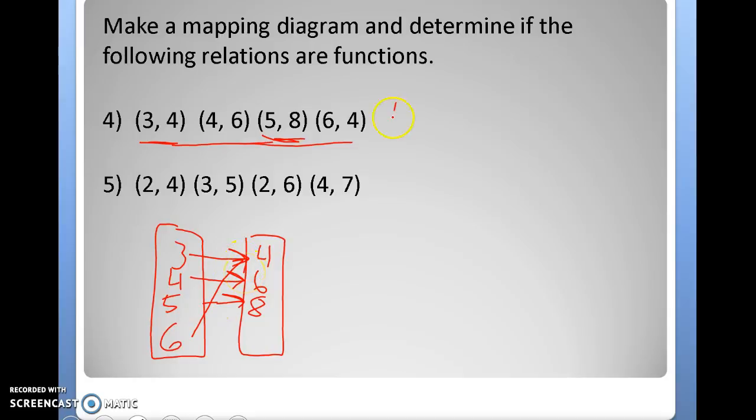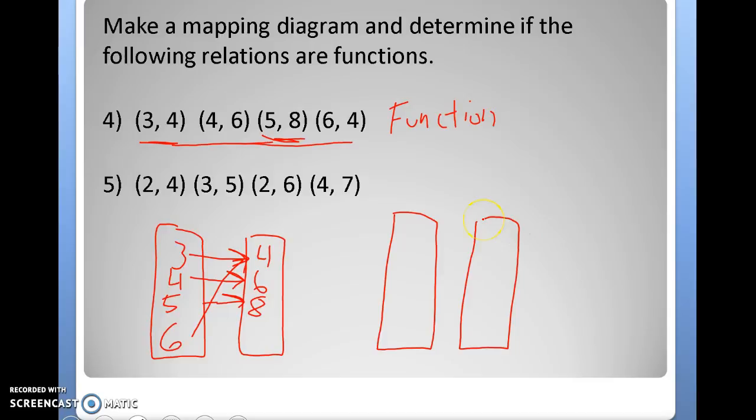So this one is a function because I know exactly what I'm going to get every time I plug something in. Let's take a look at example number 5. And again, I'm going to have my input values here, my domain, and my output values here, which is my range. When I plug in a 2, so far, I know I'm going to get a 4. Then when I plug in a 3, I know I'm going to get a 5. When I plug in a 2, well, I already have a 2 here, it says I'm going to get a 6.